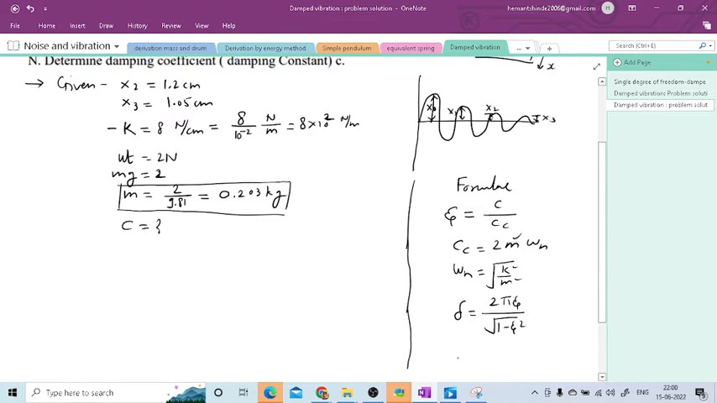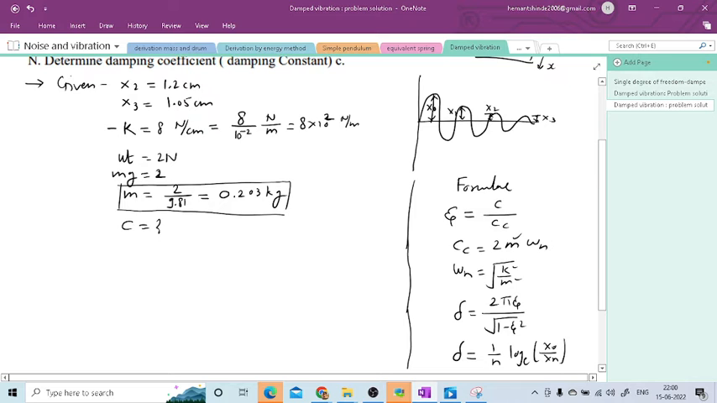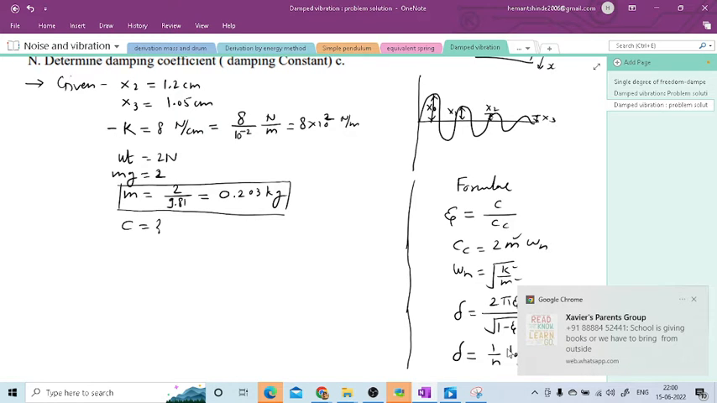So I'll write one more formula for this logarithmic decrement, that is 1 by n log to the base e x naught by xn. If I put n is equal to 1, then this will become x naught by x1 or x2 by x3. So this is for successive amplitudes, and they have given x2 and x3, and these are the two successive amplitudes. So here we can put the value of n is equal to 1, means we will get the value of delta.